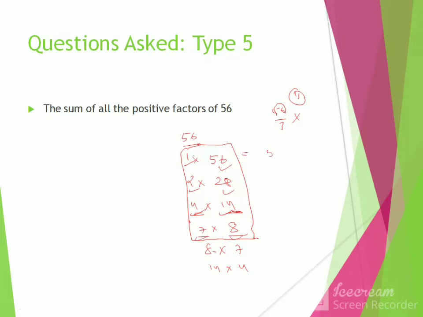56 and 1 will give you 57. 28 plus 2 will give you 30. 14 plus 4 will give you 18. 8 and 7 will give you 15. So the sum of factors will be nothing but this only. 7 plus 8, 15, plus 5 will be 20. 5 plus 2, 7, 3, 10, 11, 12. The sum of the factors of 56 is nothing but 120. The thumb rule over here is, once the factors start repeating, we can stop over there and then add the unique factors, all this.